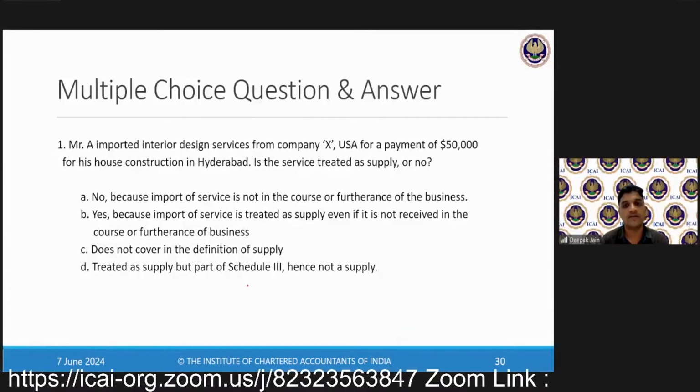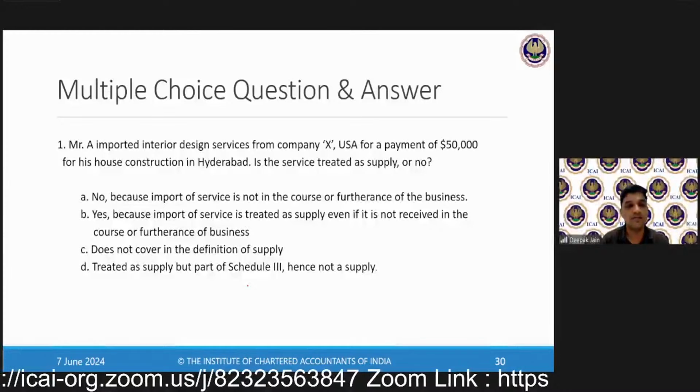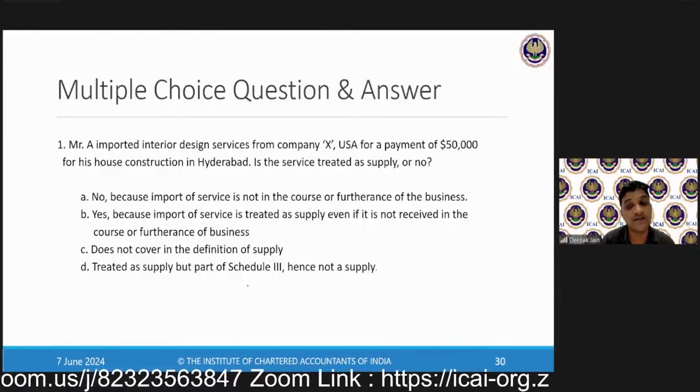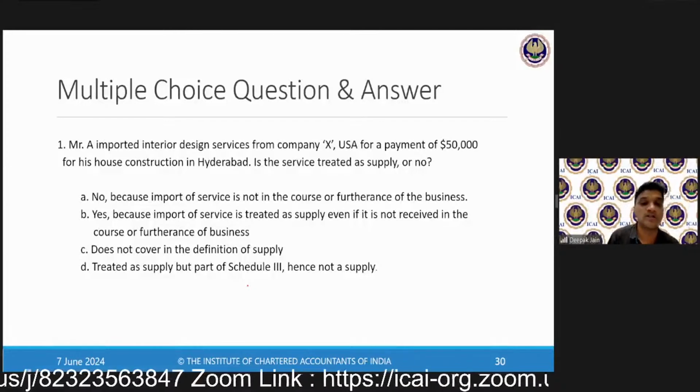Most of you have given a correct answer. The answer is B. Yes, because import of services is treated as supply even if it is not received in the course or furtherance of business.